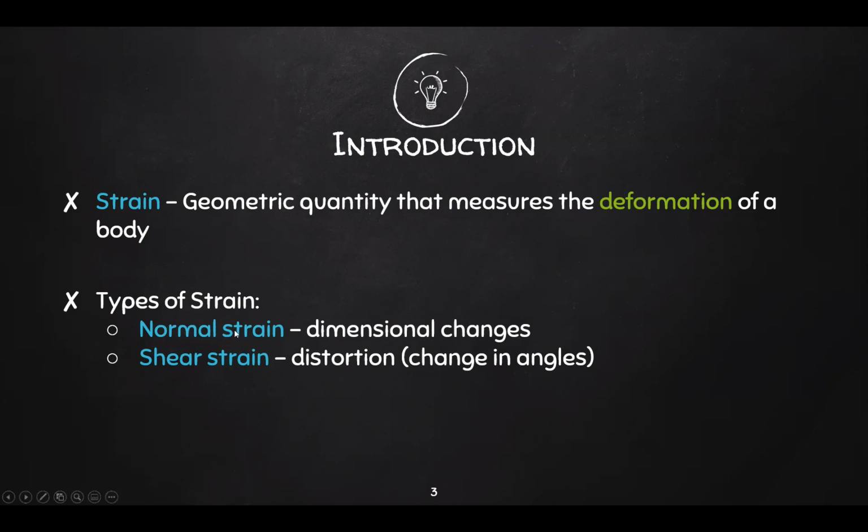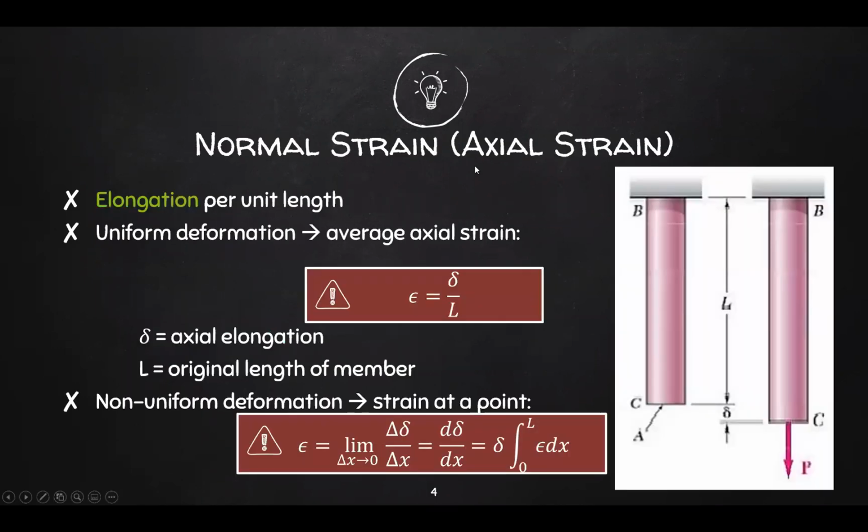So we'll focus on normal strain first. So normal strain, also known as axial strain, is the elongation per unit length. Now, although this is length, it's not always confined to just the dimension of length. Again, it could lead to area, diameter, etc. So you have two types, your uniform deformation and non-uniform deformation. For uniform deformation, we'll be solving for average axial strain. And the equation is epsilon equals delta over L, epsilon being your strain. Delta is the axial elongation and L is the original length of the member.